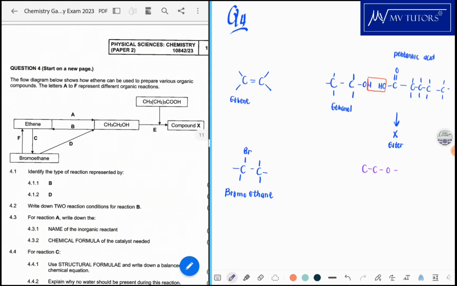You have oxygen, double bond to oxygen, 1, 2, okay. Right, so we have 1, 2, 3, 4, 5. Okay, and what would its name be? So we have ethanol, so the first part would be ethyl, and then you have your 5 carbons, so ethyl pentanoate.